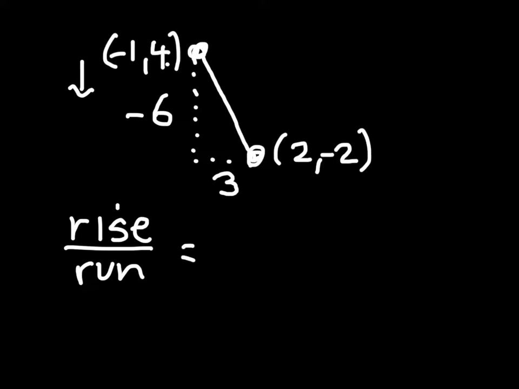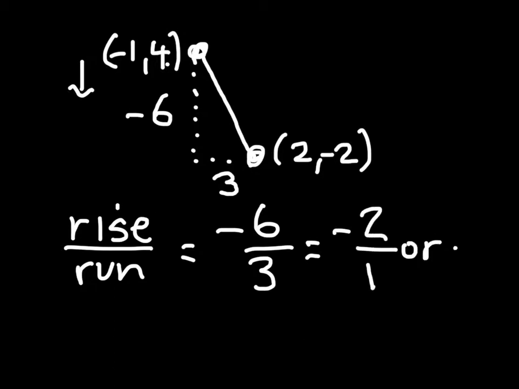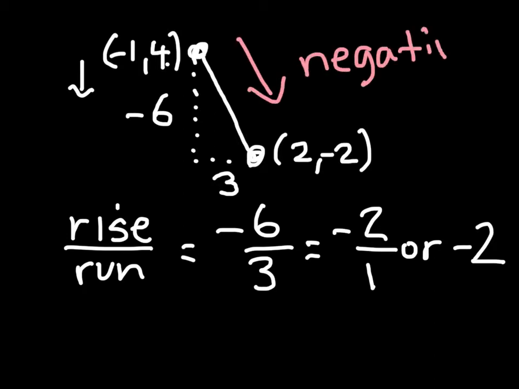So my rise over run is going to be -6 over 3, and that reduces to -2 over 1, or -2. Alright, that's what we should expect. We should expect a negative slope because our line is heading down. This is always a negative slope. The previous example, we had the line going this direction. Remember, that's always a positive slope.